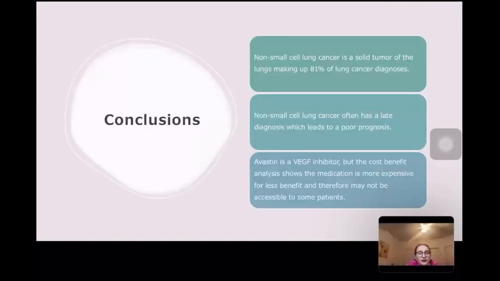So, in conclusion, non-small cell lung cancer is a solid tumor of the lungs, making up 81% of lung cancer diagnoses. Non-small cell lung cancer often has a late diagnosis, which leads to a poor prognosis. Avastin is a VEGF inhibitor, but the cost-benefit analysis shows the medication is more expensive for less benefit and therefore may not be accessible to some patients.